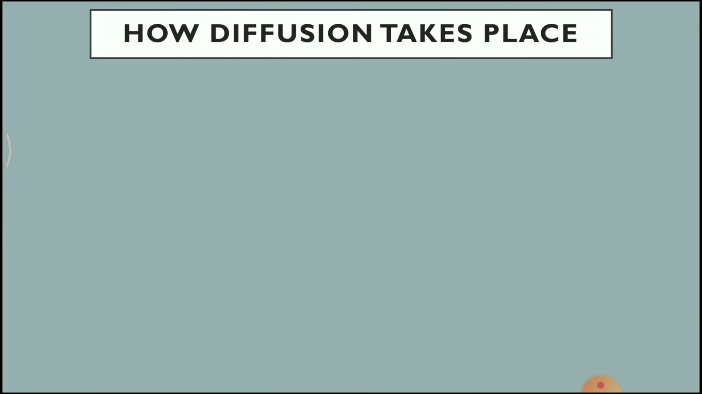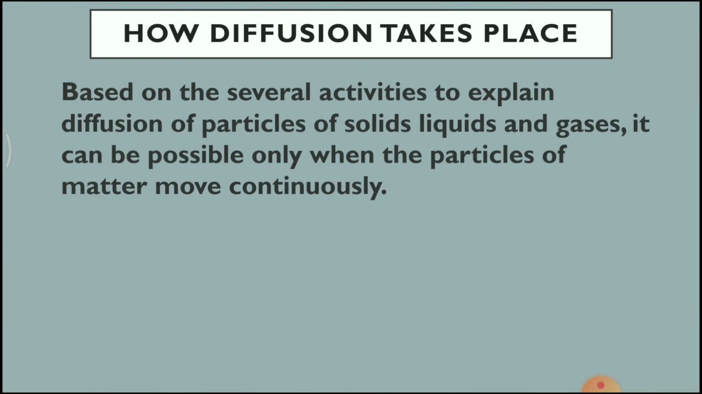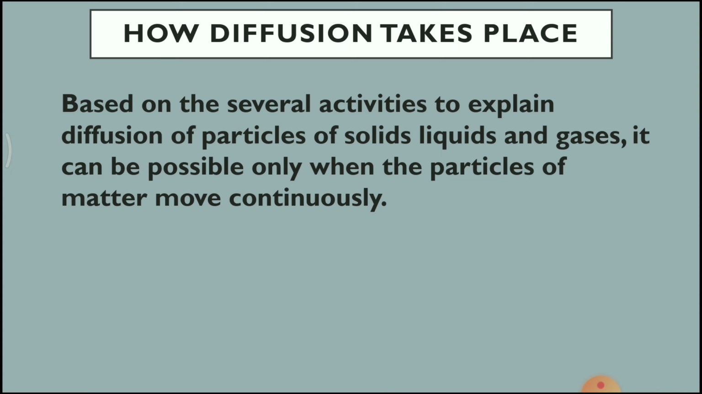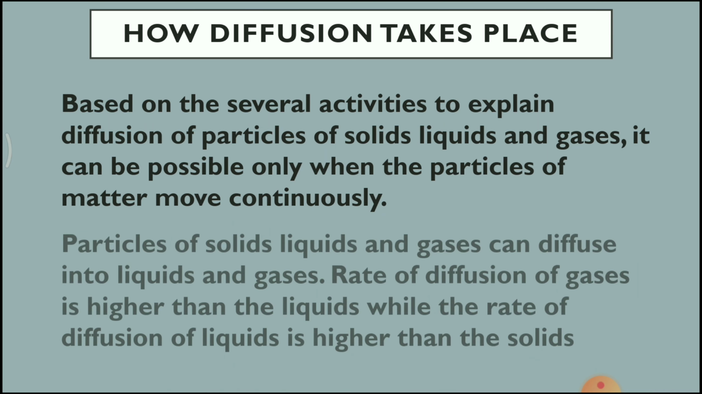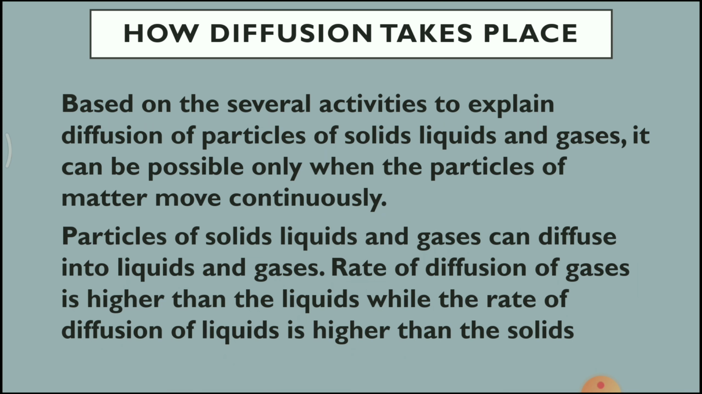How diffusion takes place. Based on the several activities to explain diffusion of particles of solids, liquids and gases, it can be possible only when the particles of matter move continuously. Particles of solids, liquids and gases can diffuse into liquids and gases. The rate of diffusion of gases is higher than liquids, while the rate of diffusion of liquids is higher than solids.